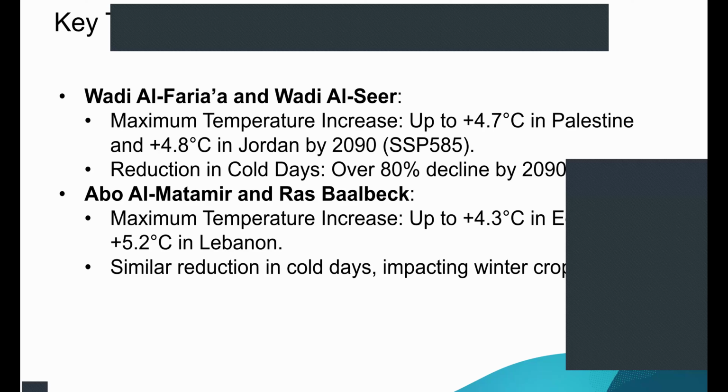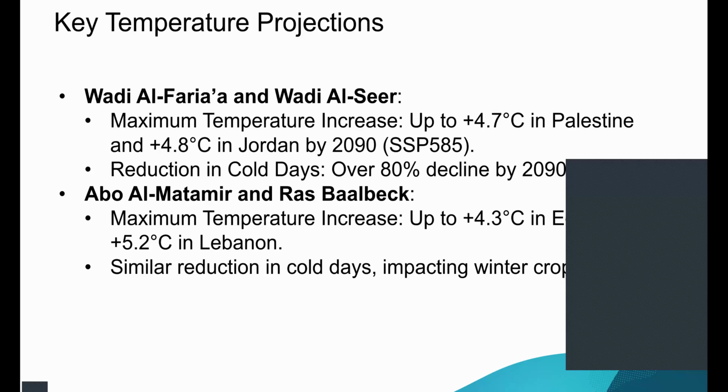And if we project this trend by the year 2090, under the high emission scenario SSP 8.5, for example, we expect a maximum temperature increase of up to 4.7 degrees in Palestine, 4.8 in Jordan. Such a significant rise in temperature will have major implications for agricultural productivity and water demand in these regions, of course. We also project a drastic reduction in the number of cold days, over 80% decline by 2090. This reduction will disrupt the traditional growing seasons and could negatively impact winter crops, which are currently well adapted to colder temperatures.